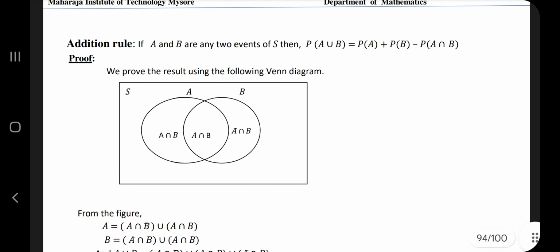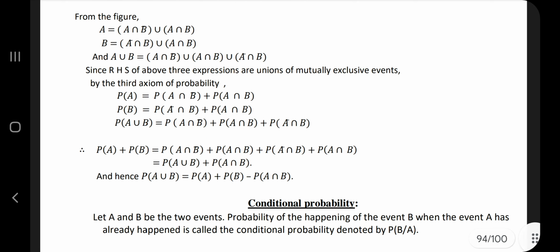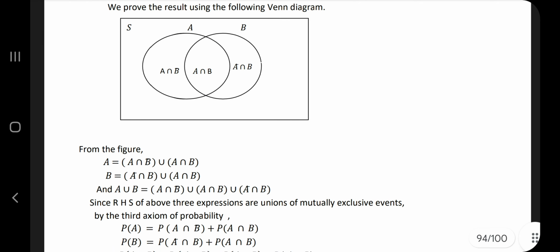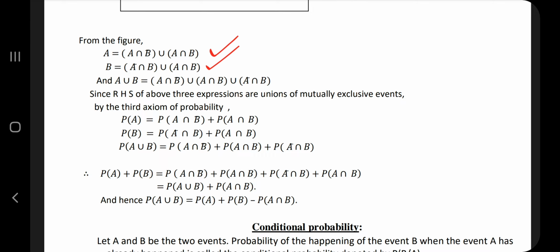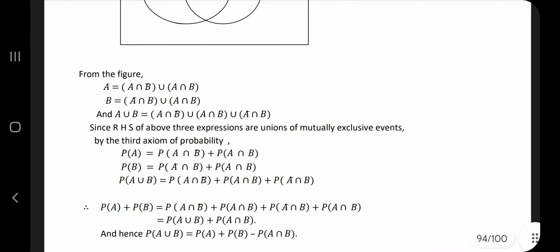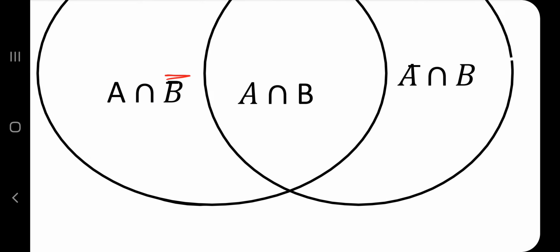The addition rule is that P of A union B is equal to P of A plus P of B minus P of A intersection B. Here the proof is given. It's very simple, you can go through it. Here you have to draw the figure with two circles. The first circle is A, the second circle is B, and inside that there are three regions. Actually it's not just A intersection B. If you observe carefully, it is A intersection B bar, A intersection B, and A bar intersection B.